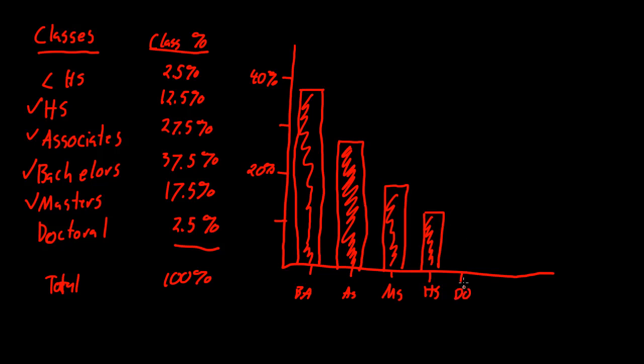We're going to say DO, and we have 2.5%, so somewhere around here. Fill that in, and then we also have our less than high school with the same level. So we need to make sure that those bars are the same height and fill that in. So now we have a bar chart symbolizing our data here. But it's also a Pareto diagram, remember, because it's sorting the data points from largest to smallest, with largest on the left and smallest on the right.